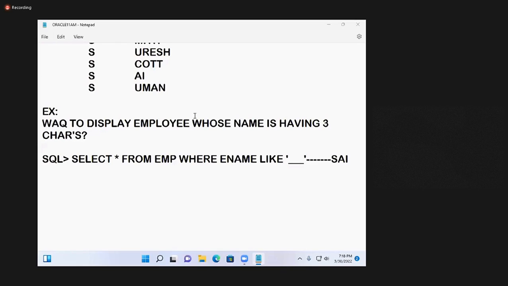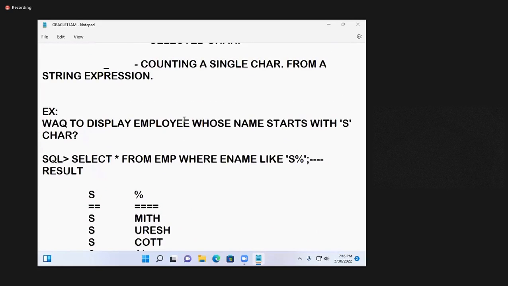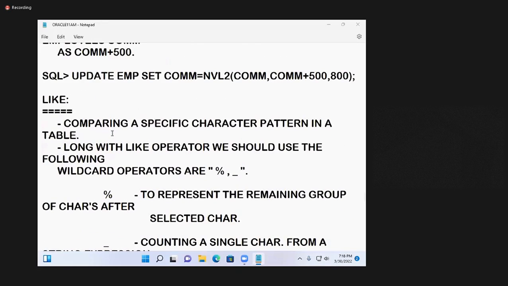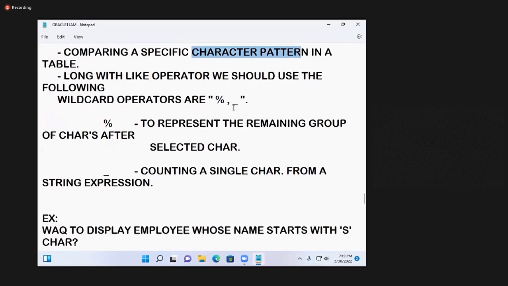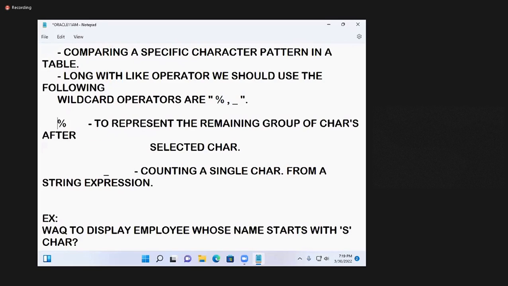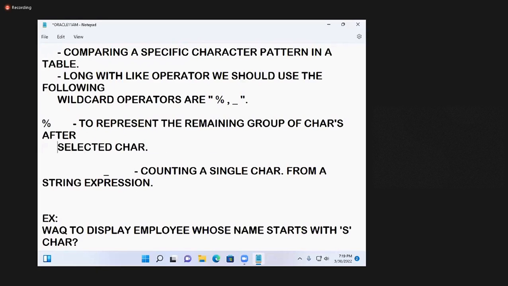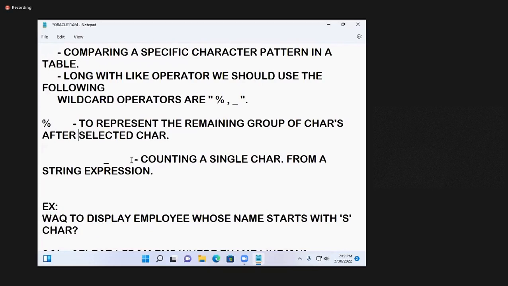So what we said about the LIKE operator is that we are going to be comparing specific character patterns here. And when you are comparing specific character patterns, compulsorily we should use wildcard operators. One is called percentile, and the second one is called underscore. So these are the two operators we use.